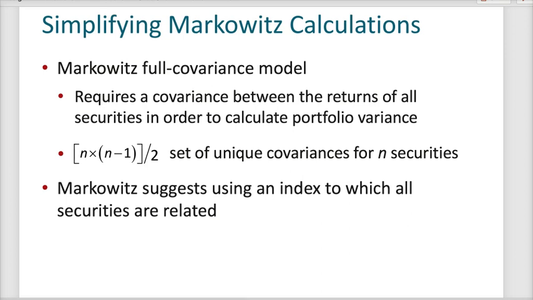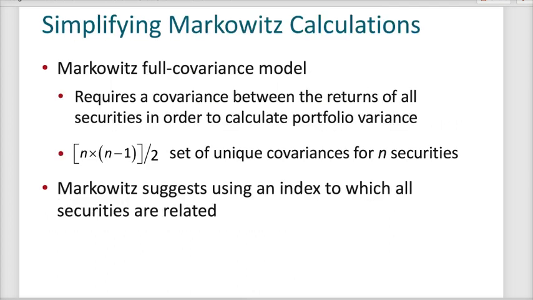Now, if we look at the Markowitz full covariance model, this is going to require covariance between all returns of securities in order to calculate a portfolio variance. So Markowitz, who created this theory, suggests that using an index to which all securities are related would be a good way of getting this full covariance model.